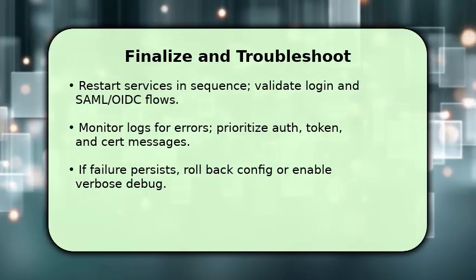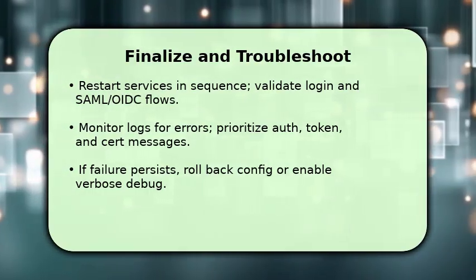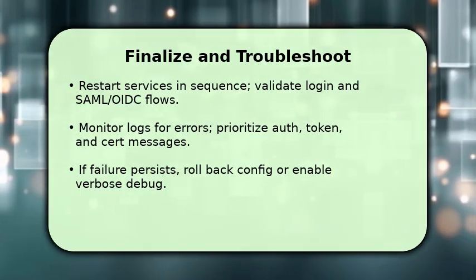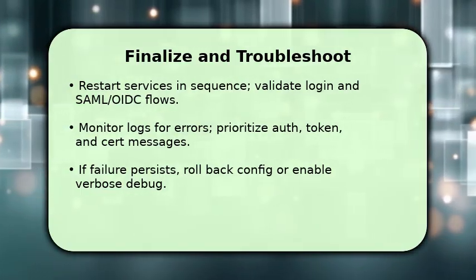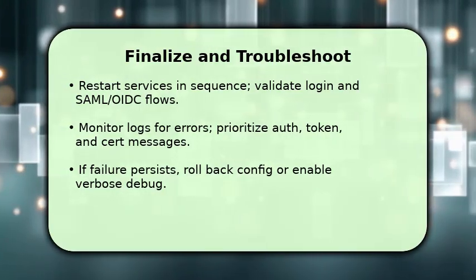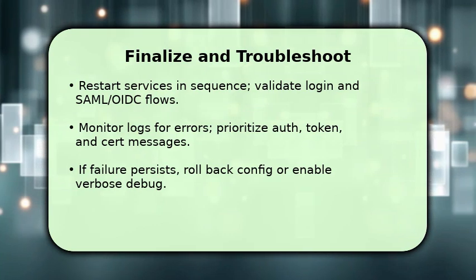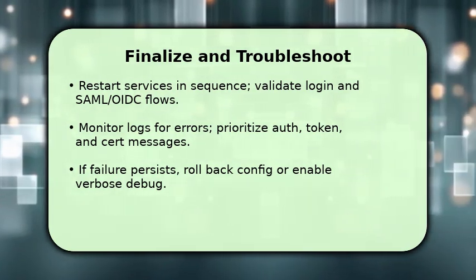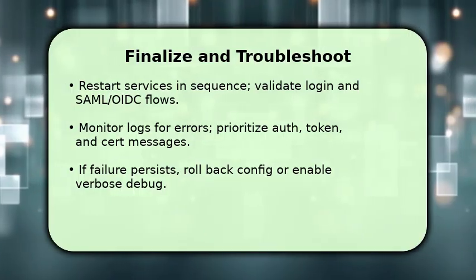Monitor logs closely for auth, token, or certificate errors and verify metrics remain stable. If something still breaks, enable verbose debug, reproduce the error, and compare to your pre-change backup. If needed, roll back config and keys, then apply fixes in smaller steps. One key tip: enable debug temporarily to capture the exact failure path.